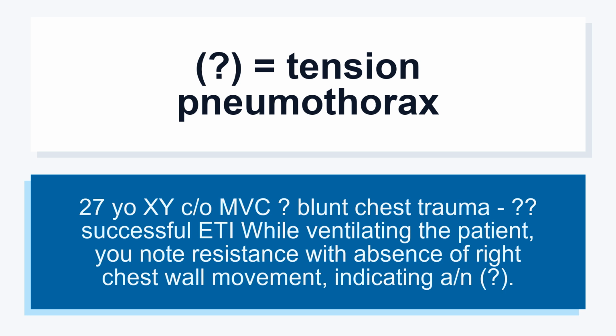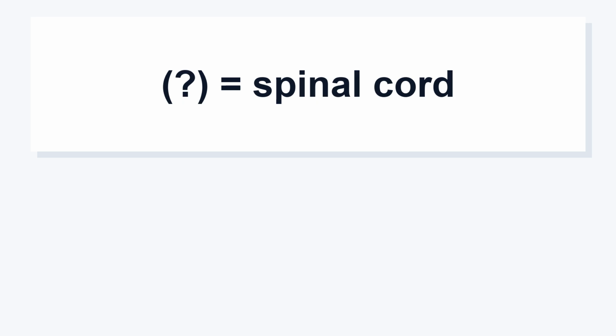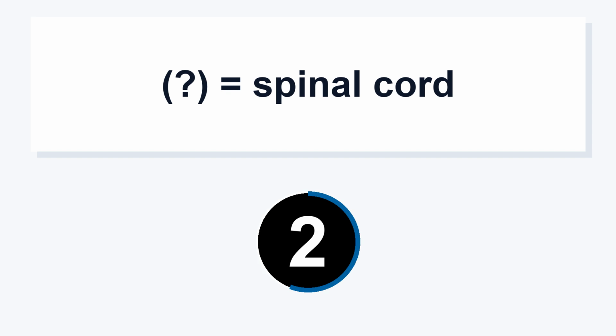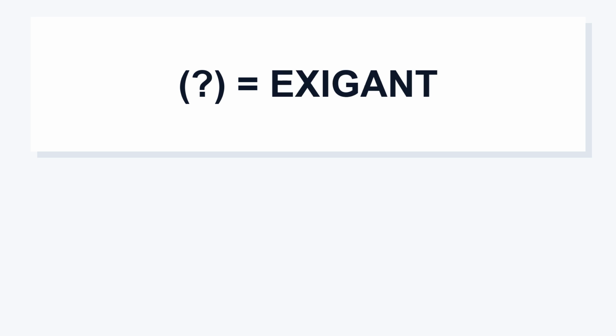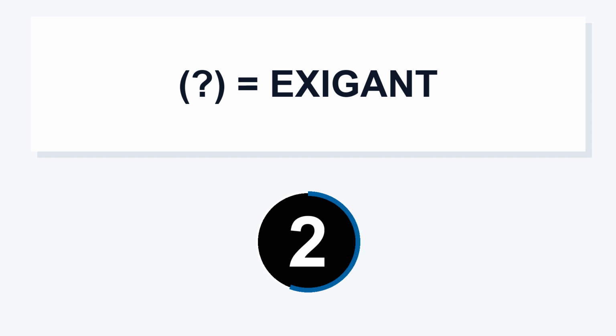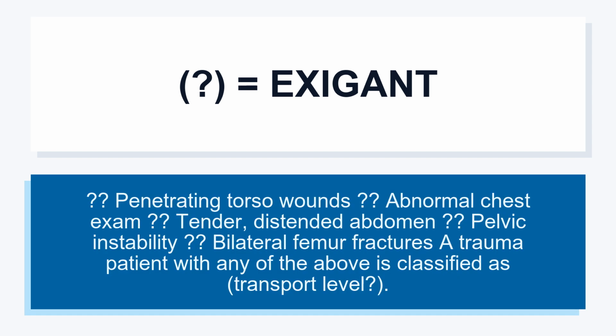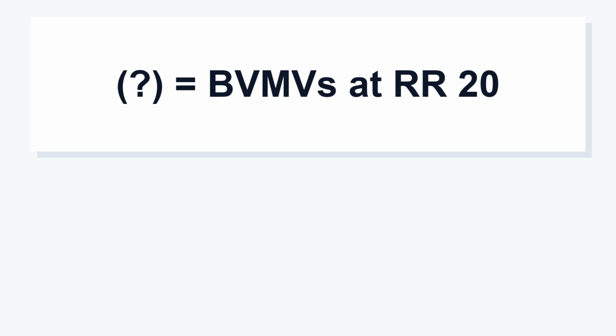27 YOM/F C/O MVC, blunt chest trauma, successful ETI while ventilating the patient. You note resistance with absence of right chest wall movement, indicating, equals spinal cord. The attached figure's MOA will most likely injure the, equals exigent. Penetrating torso wounds, abnormal chest exam, tender, distended abdomen, pelvic instability, bilateral femur fractures. A trauma patient with any of the above is classified as transport level. Equals BVM ventilations at RR 20.